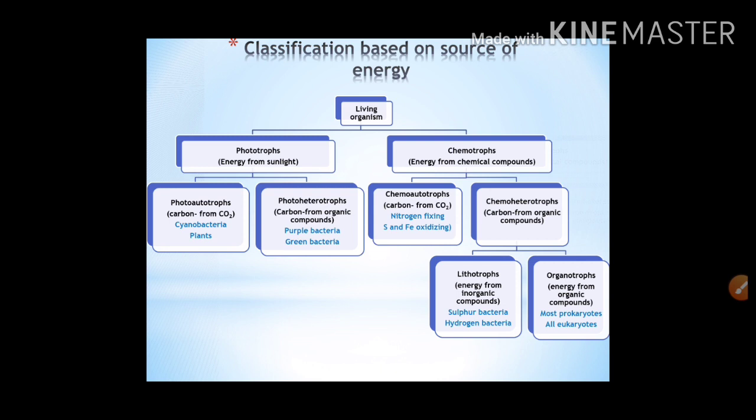So photoautotrophs examples are plants and cyanobacteria. That means they get energy from sunlight and carbon from carbon dioxide. Now photoheterotrophs, carbon from organic compounds and energy from sunlight. Examples are purple bacteria, green bacteria. Now chemoautotrophs, carbon from carbon dioxide, because they are autotrophs so carbon will come from carbon dioxide, and because they are chemotrophs so energy will come from chemical compounds.